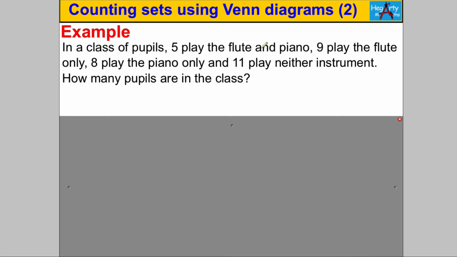So in a class it tells us that 5 played the flute and the piano. It says that 9 played the flute only, and it says that 8 play the piano only, and 11 play neither instrument. How many pupils are there in the class? A Venn diagram will work here because the options are with your students: they play the flute, they play the piano, they play both, or they play neither. So there are options there that can be drawn in a Venn diagram.